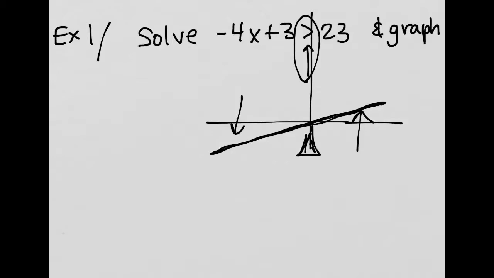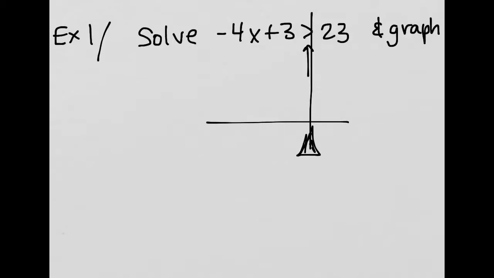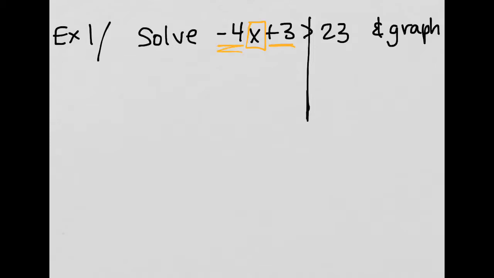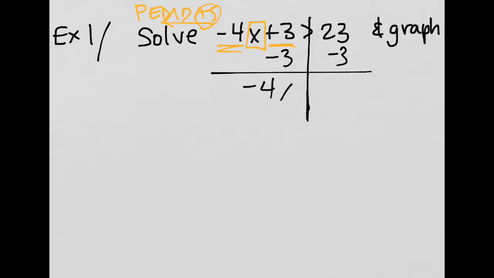I know we've done a little bit of stuff like this, but just a quick reminder, it's still a little bit like a balance. We're just going to do the same thing to both sides of my inequality this time. So I'm solving for x. I want to get rid of the things that are happening to it. In this case, it's plus 3 and times negative 4. Remember, it's the inverse order of operations. You have to go backwards. So I have to get rid of the adding and subtracting before I can get rid of the multiplying and dividing. So I'm going to subtract 3 from both sides. Gives me negative 4x is greater than 20.